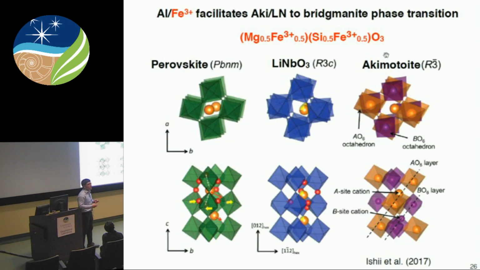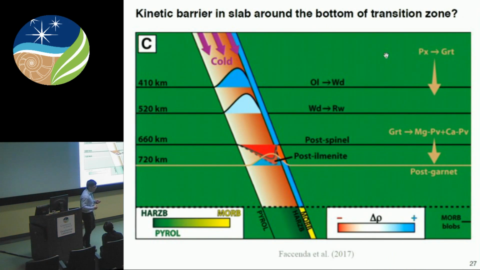But for akimotoite, it has two different octahedral sizes. And when you reconfigure it to perovskite structure, you need to break bonds. So that's how you need to always heat the sample. And for our composition, because it looks like a one-to-one mixture between MgSiO3 and the hematite, in terms of this phase transition, it behaves more similar to Fe2O3.